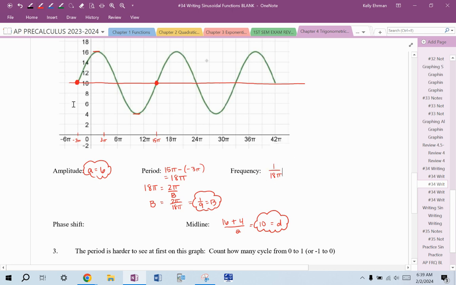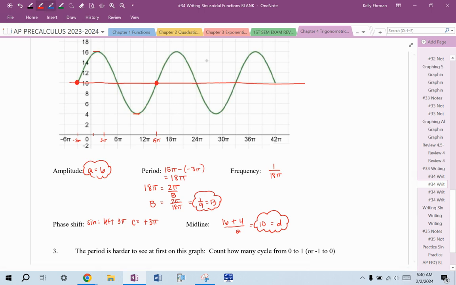So for each one unit, say 1 is right here, the fraction of the period that's completed between 0 and 1 is 1 over 18 pi, that small decimal. Okay, and then what about the phase shift? I'm looking at this sine curve to begin with. For the sine curve, it looks like it's been shifted to the left 3 pi units. So the c value, when I write that in my equation, left is plus 3 pi.